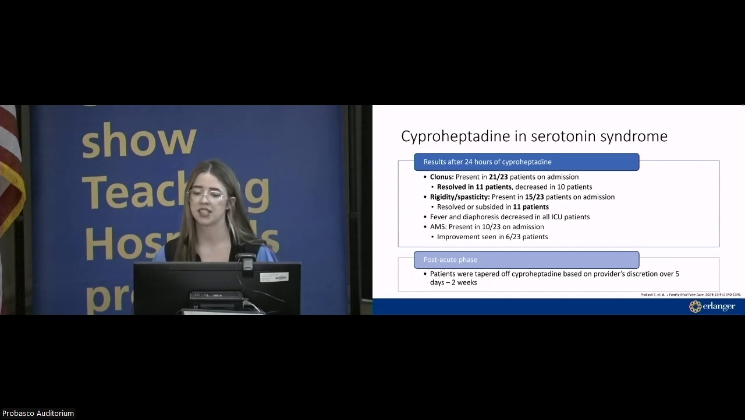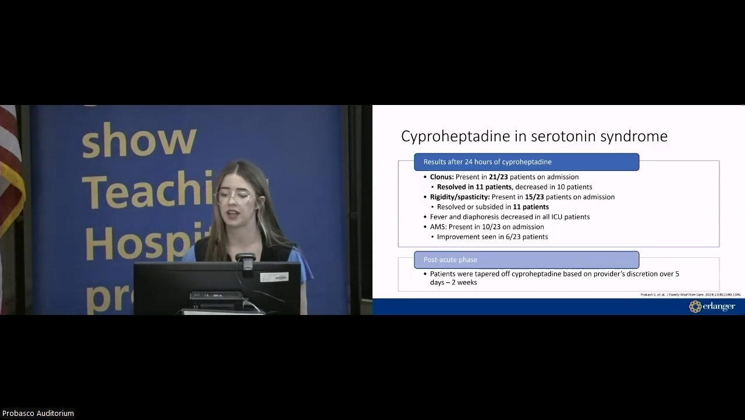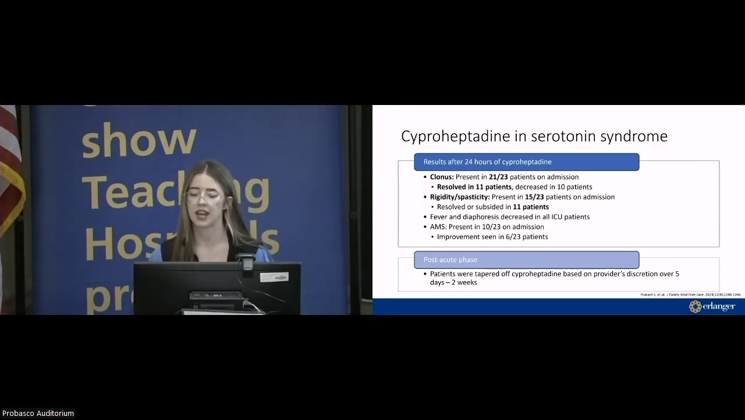So this slide summarizes the clinical changes 24 hours after starting cyproheptadine. Clonus, which was present in 21 out of 23 patients at baseline, completely resolved in 11 patients and decreased in the remaining 10. Rigidity, where spasticity was present in 15 patients, improved in 11 of them. Fever and diaphoresis decreased in all ICU patients, and altered mental status improved in more than half of those who initially had it. In the post-acute phase, cyproheptadine was gradually tapered over 5 days to 2 weeks at the provider's discretion.